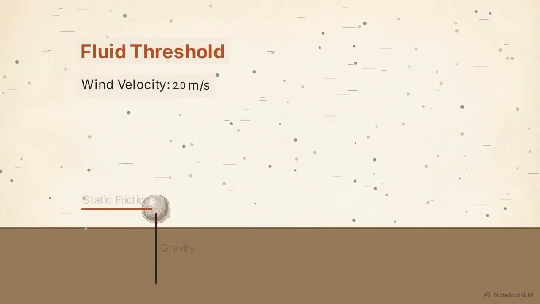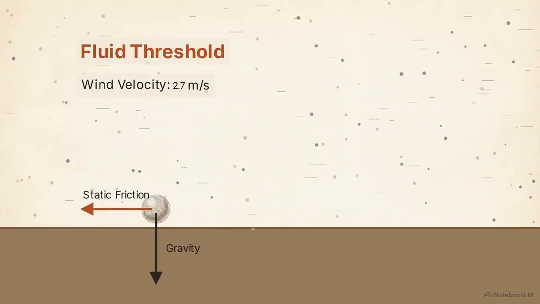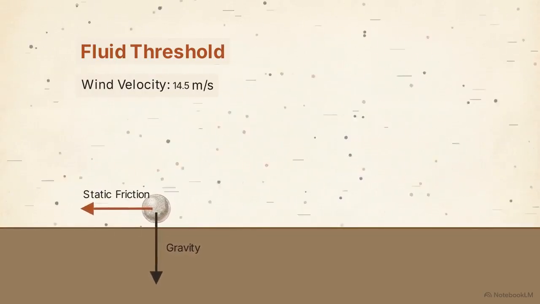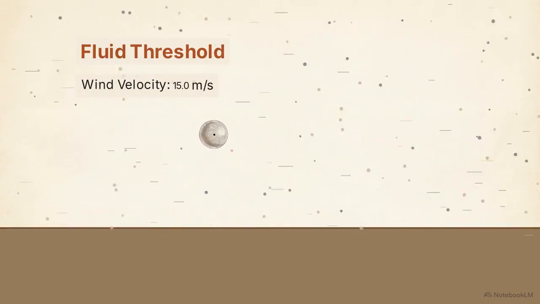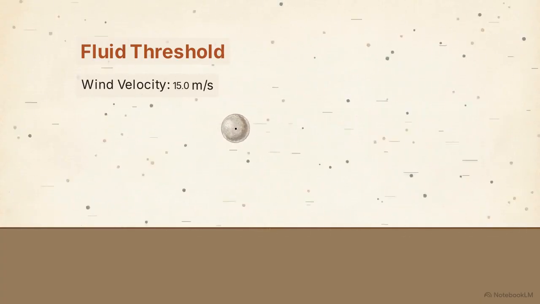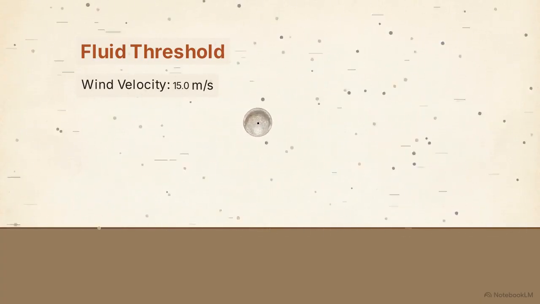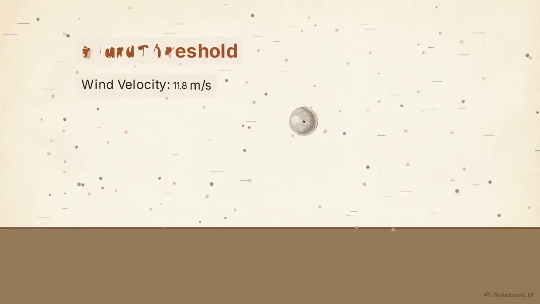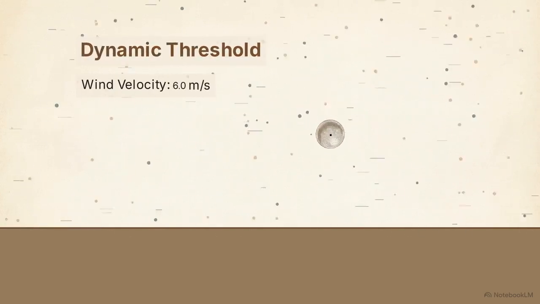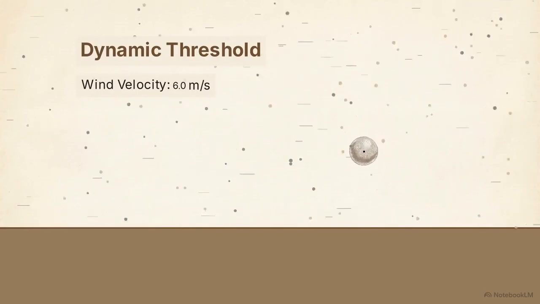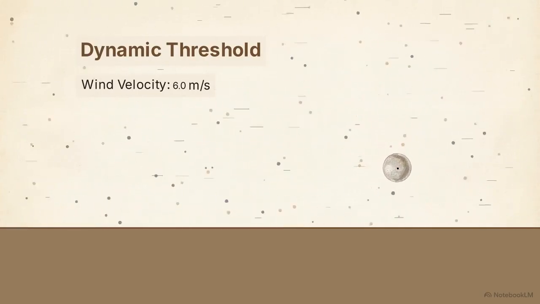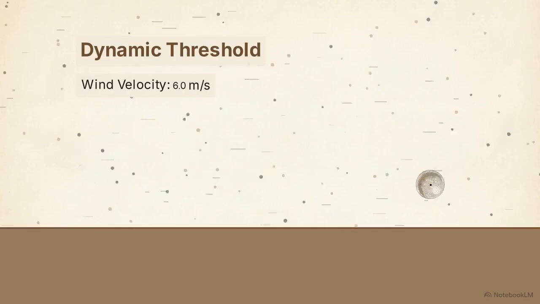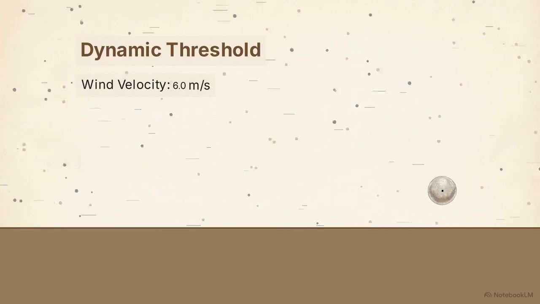Transport is initiated at the fluid threshold, the specific, relatively high minimum wind velocity required to dislodge a resting grain from the surface. Overcoming the static friction and gravity of a rock requires significant initial kinetic energy because air has such low mass. Once the sand is in motion, the system shifts to the dynamic threshold, a notably lower wind velocity required to maintain transport.